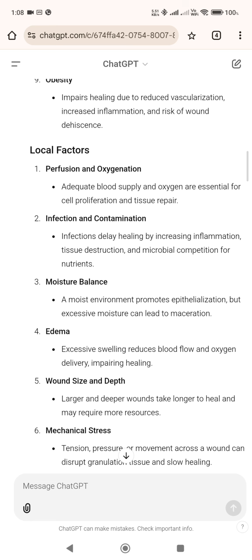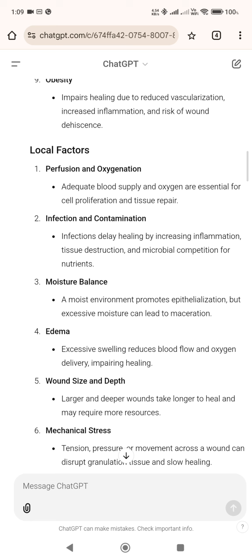Local factors. 1. Perfusion and oxygenation. Adequate blood supply and oxygen are essential for cell proliferation and tissue repair. 2. Infection and contamination. Infections delay healing by increasing inflammation, tissue destruction, and microbial competition for nutrients.